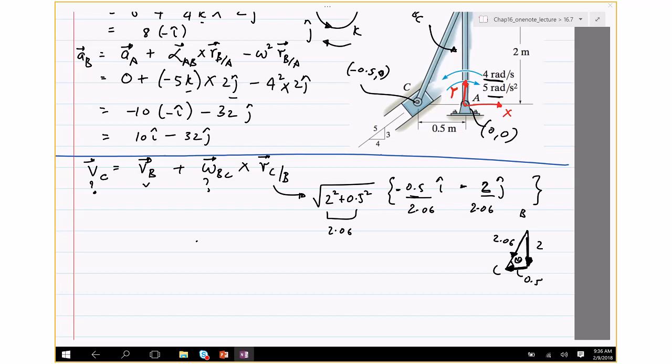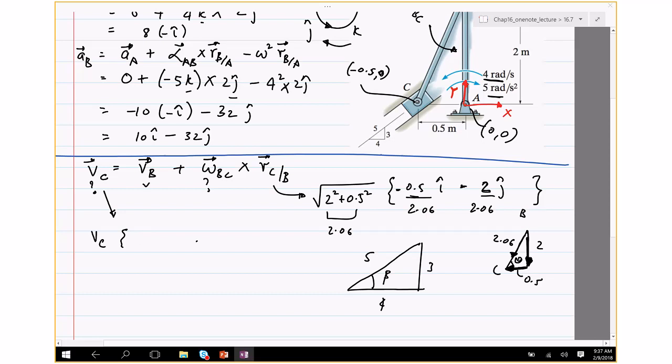We know that the slider is sliding along this slot. Do we know the direction of the slot? We do know it, right? We're given 3, 4, 5. So given that, we can find the direction of velocity of C. So velocity of C is going to be the magnitude of velocity of C times the unit vector in the direction of C. If you like, this is the 3, 4, 5 triangle. Let's call this angle alpha. No, it's going to be confusing with the other alpha, so let's call it beta.